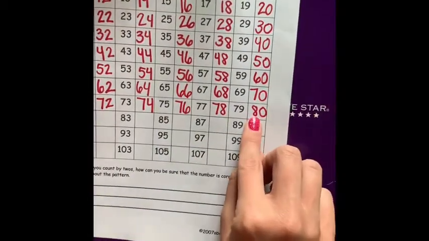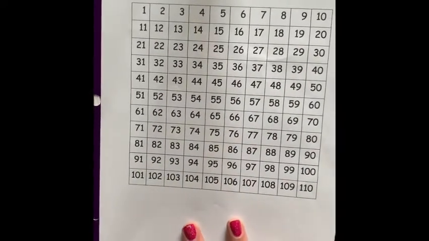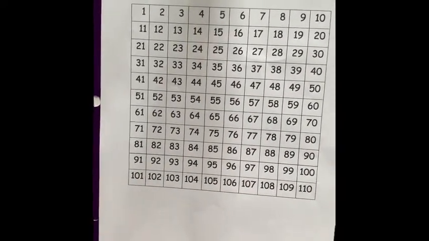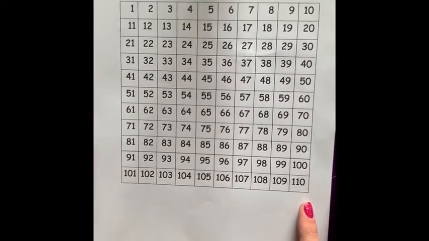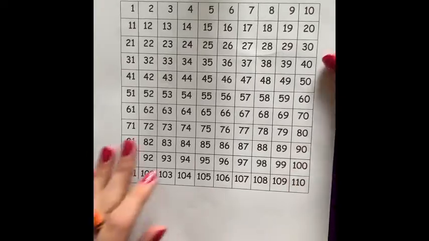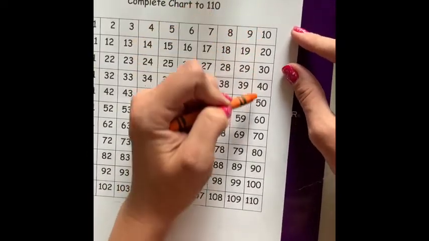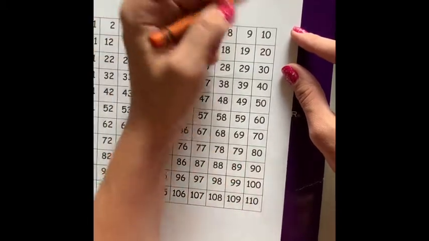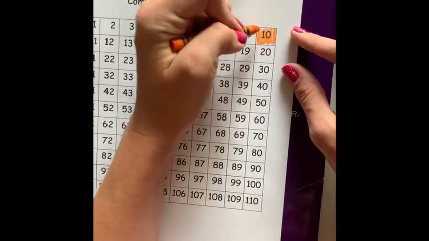What number is this? 80. Very good. All right. I have my hundreds chart here. You don't have this in front of you, but you're going to count along with me, and I'm going to do some skip counting. So I'm going to skip count by tens, and you're going to help me. I'm going to start at 10 and go all the way down the row. So I'm going to color in 10, and you're going to count by tens with me.